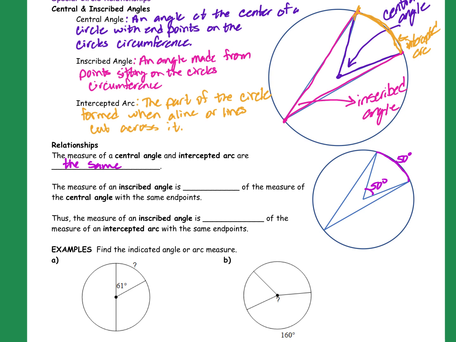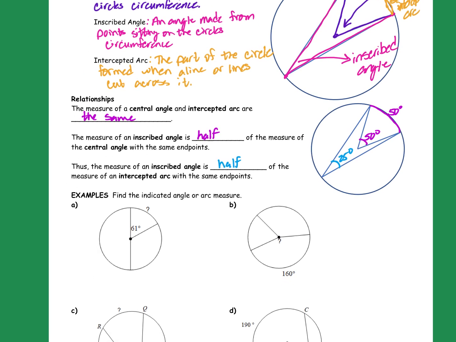Great. The measure of an inscribed angle is half of the measure of the central angle. So if this angle is 50 degrees, what's this angle measure? What's half of 50? Yeah, there you go, 25. Thus, the measure of an inscribed angle is half of the measure of an intercepted arc. So it's also half the intercepted arc. Are there any questions on that? Pretty easy? Okay, so let's see if we can do that.